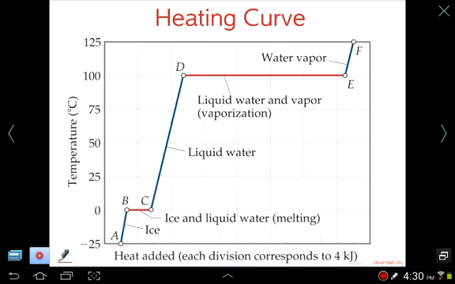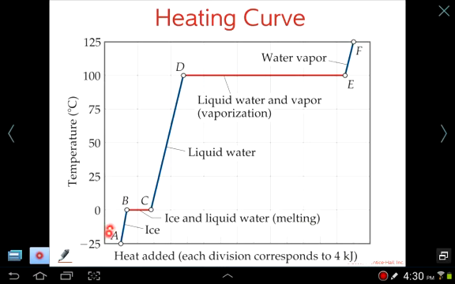Now, a heating curve essentially shows the phase changes through which a substance goes as heat is added. So usually heat is placed on the x-axis, sometimes time or progress is placed on this x-axis, and the temperature is placed on the y-axis. And what you get is you see usually 5 distinct regions of a heating curve.